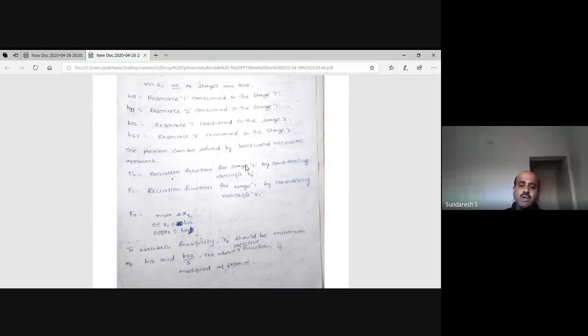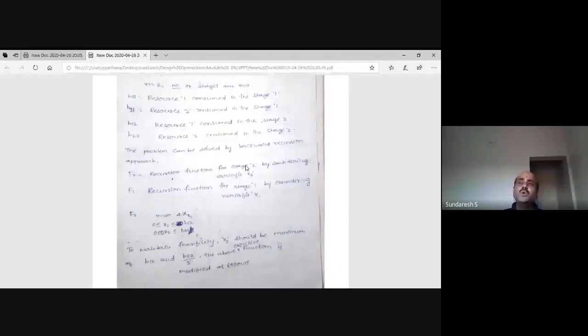So, similar to the procedure in the last problem, first you get the recursive function for stage 2 by considering the variable, which we take as f2, and the second one is f1, the recursive function for f1 by considering the variable x1.